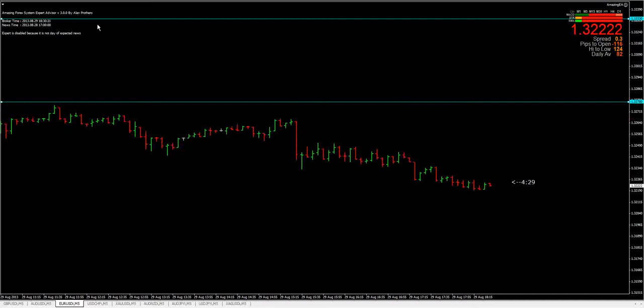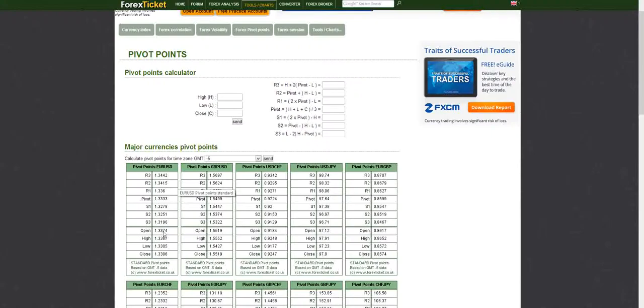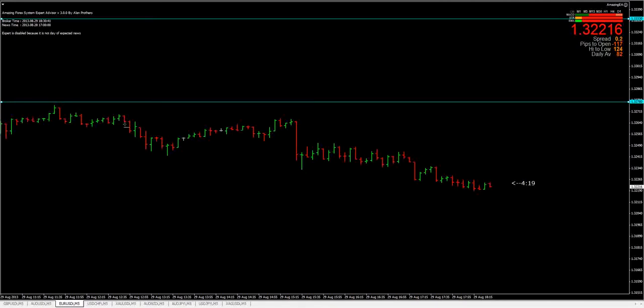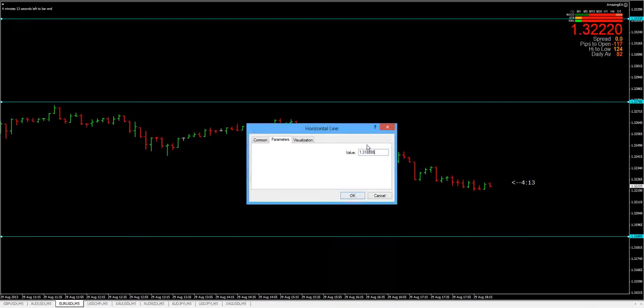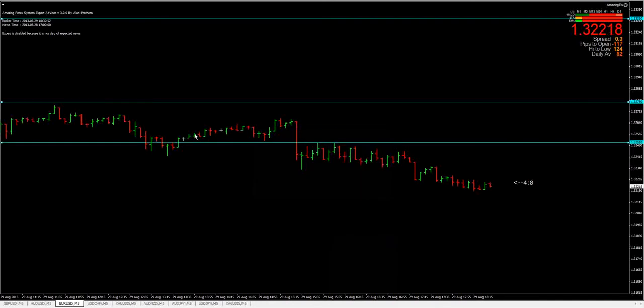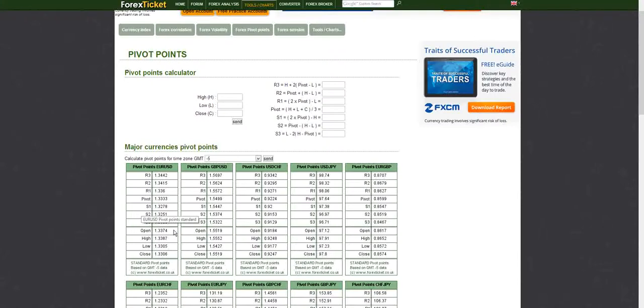Let's try one more so we can get a little better picture of how they work. Support 2 is 3251. So we come back over here and just do it again. Horizontal line, place it wherever on the chart. Double click it, right click, and we want to do 32510. And we'll do the last one.